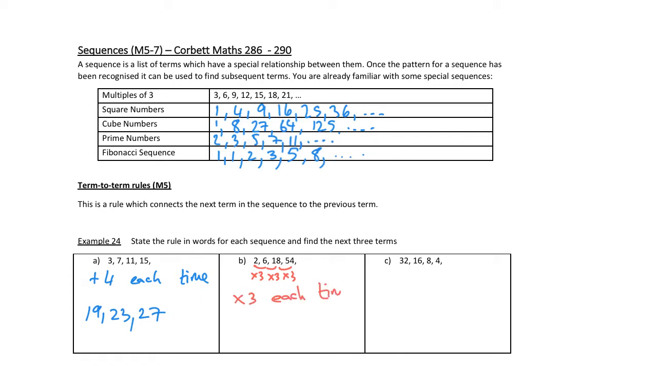The next 3 terms then are going to be 54 times by 3, so that's 162. With the next being 486. And the next one being 1458.